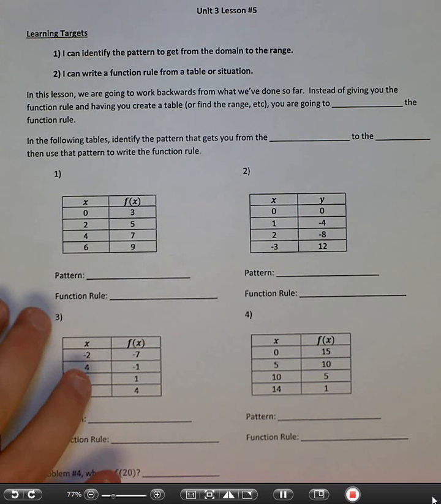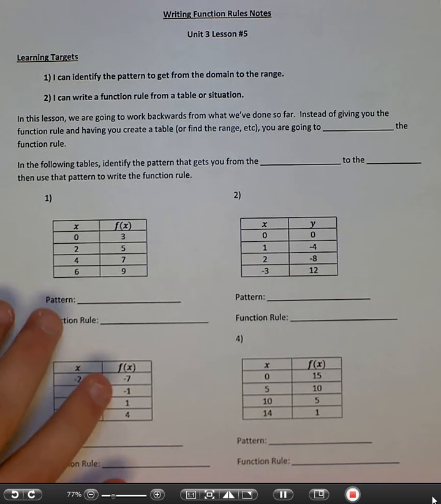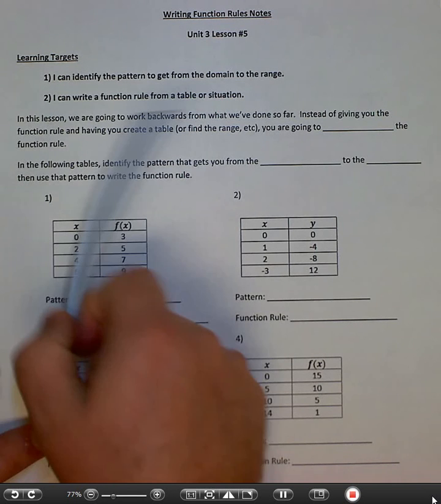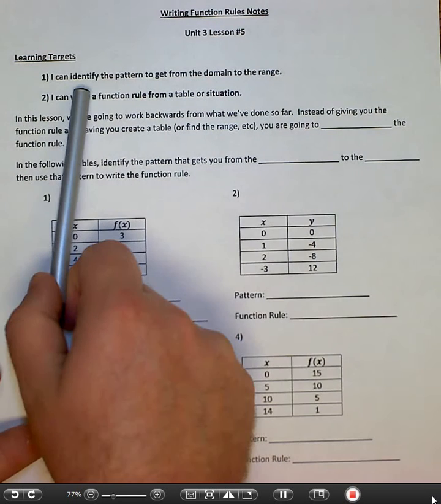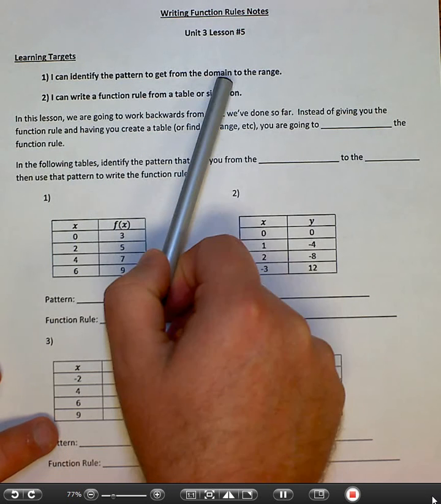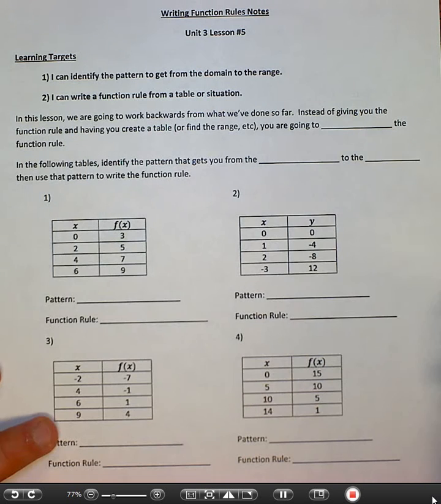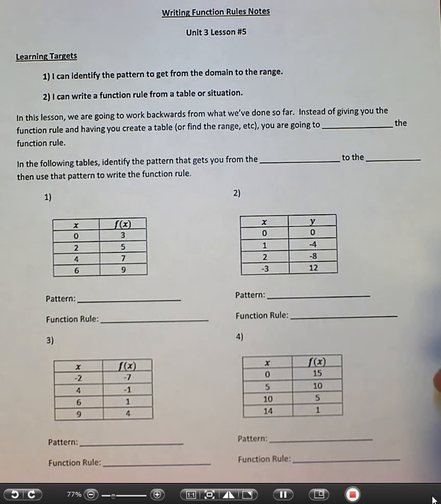This is the last lesson in Unit 3, writing function rules. Notice what I said was the first learning target. I can identify the pattern to get from the domain to the range, and then I can use that pattern to write a function rule. So in this lesson, we're going to work backwards from what we've done so far.